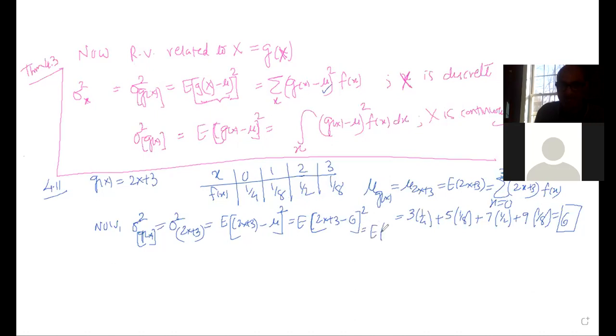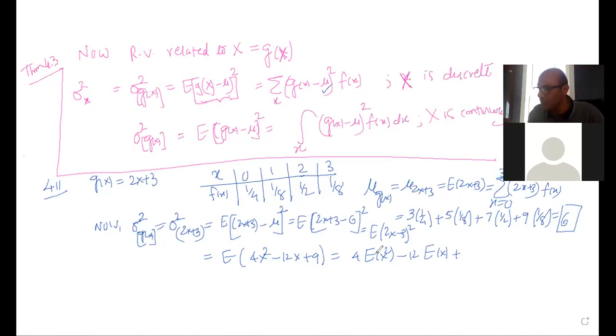And that is equal to expected value of (2x minus 3) square. And that can be written as expected value of 4x square minus 12x plus 9. That is equal to 4 times expected value of x square, minus 12 times expected value of x, plus 9 times expected value of 1, you can say, right? So sigma x square is equal to this one.